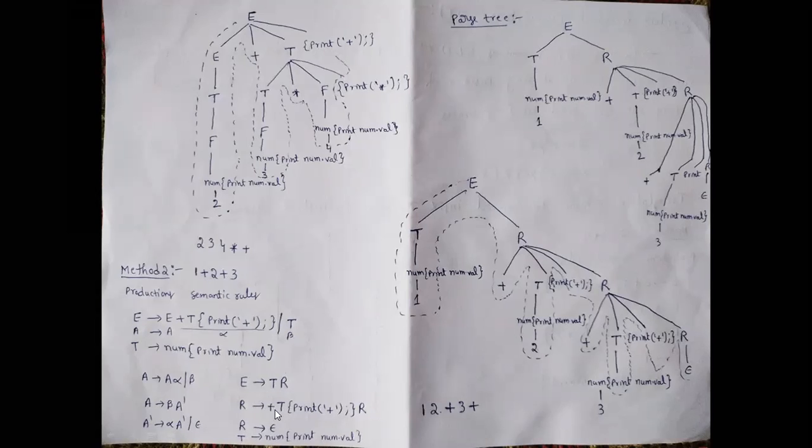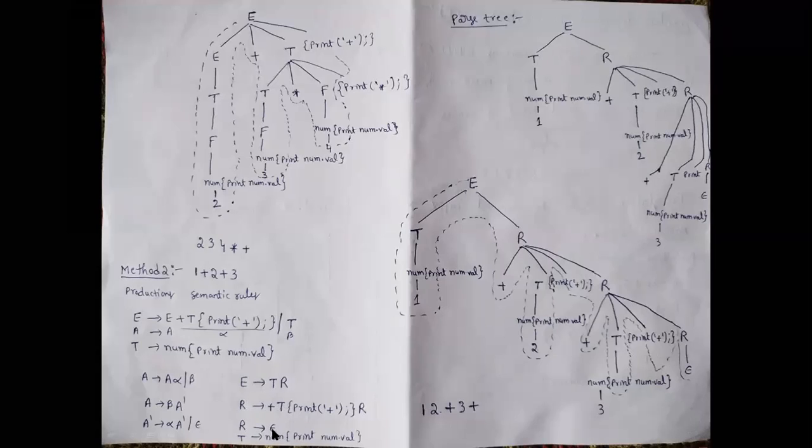So plus T, print plus and R. Okay, so plus is obtained. T produces only one production: num, print num dot value, that is 2, and print plus. And R again, so again we convert R. R has two productions: R produces plus T R, and R produces epsilon.